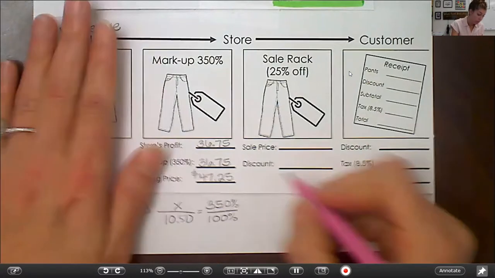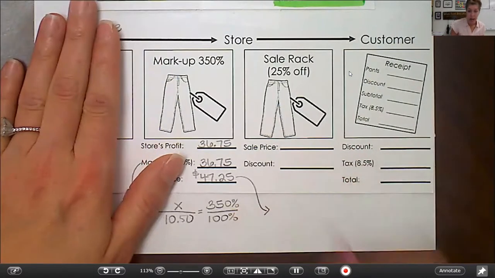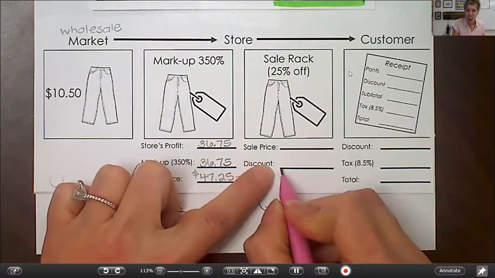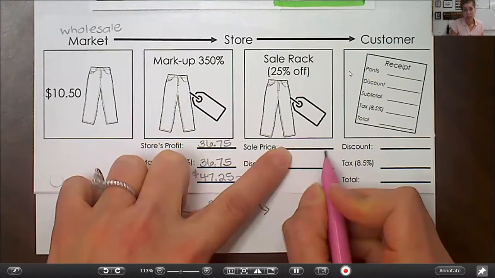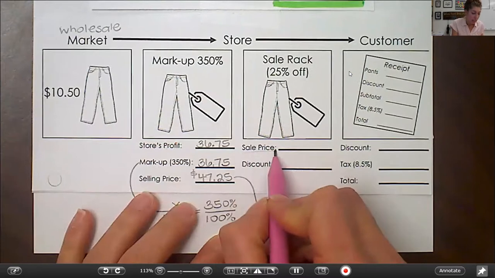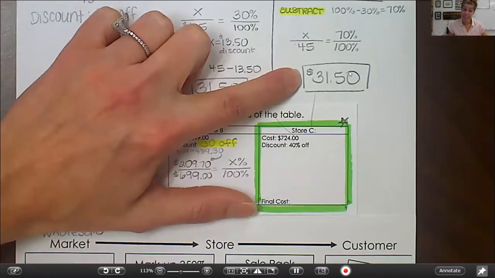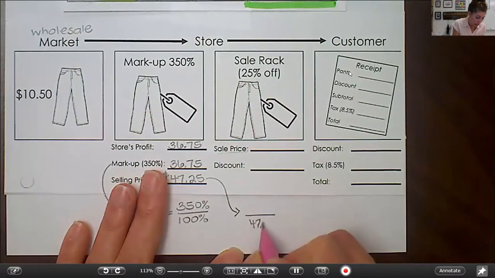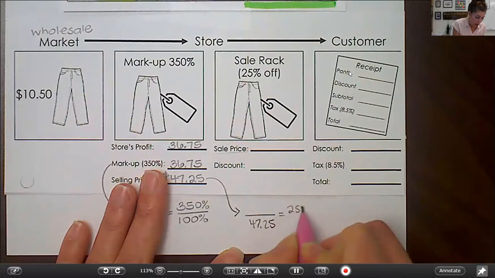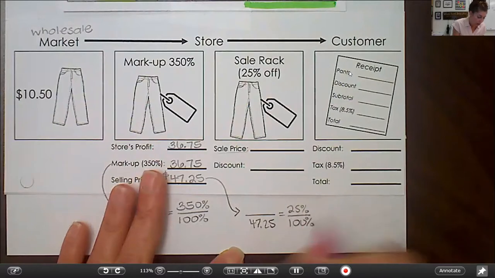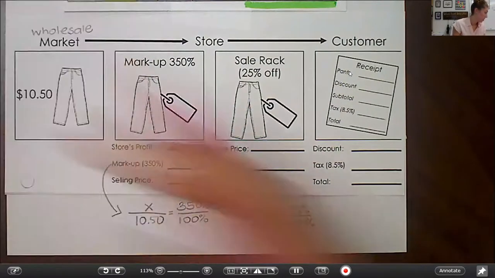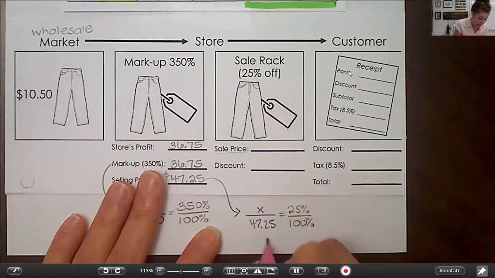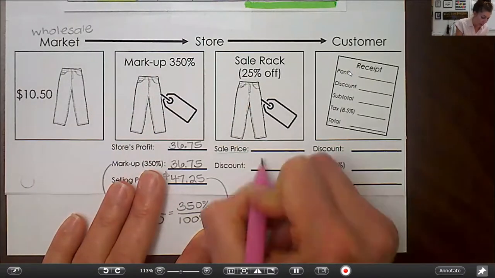25% off. So we're going to take our price tag price. And I'm going to go ahead and find the discount first and then the sale price. The sale price is essentially you doing the shortcut, and then finding the discount would be this one. Okay, so both ways. So we have $47.25, and I want 25% off. Oh, I already have that one. So it's $11.81 is our discount.